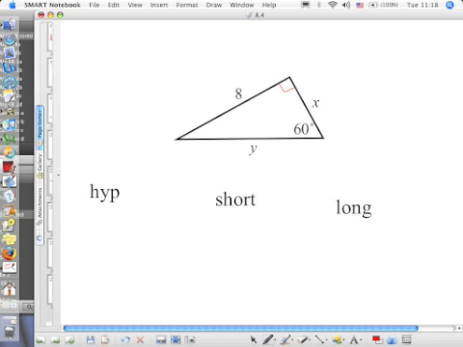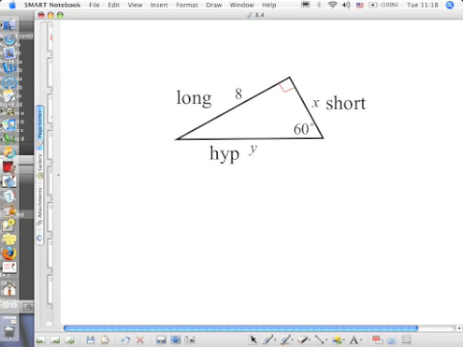Is this a special right triangle? Yes. Okay? It's a 30, 60, 90. So we have to identify our pieces first. My hypotenuse is here. My short leg is here. My long leg is here. Now this time I know the long leg. Can I find the hypotenuse straight from the long leg? Not exactly. First I have to find the short leg. Okay, so what's the relationship between long and short?